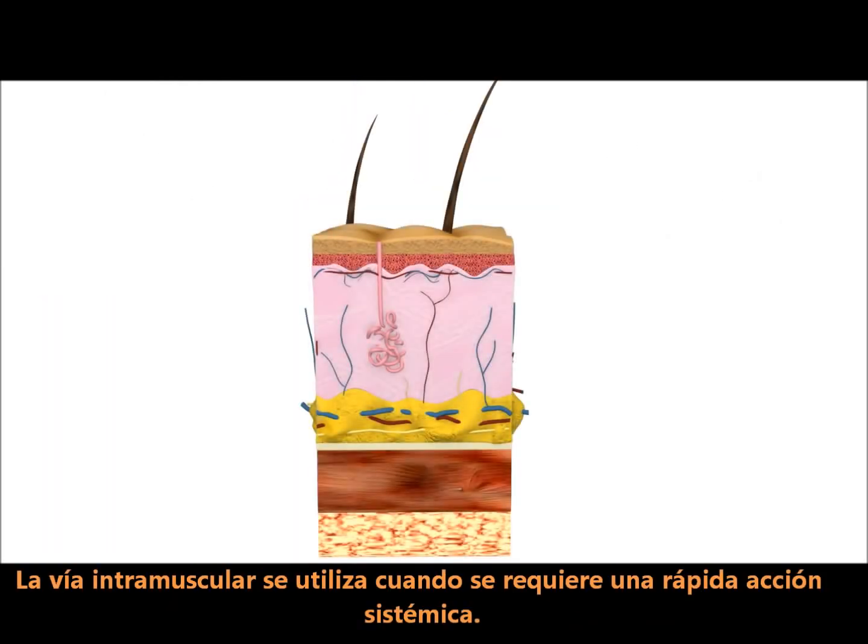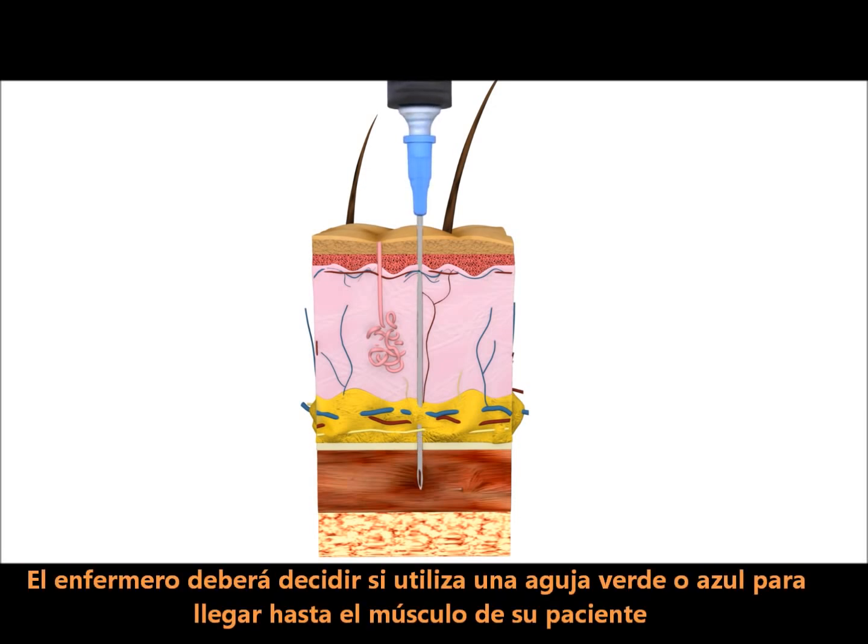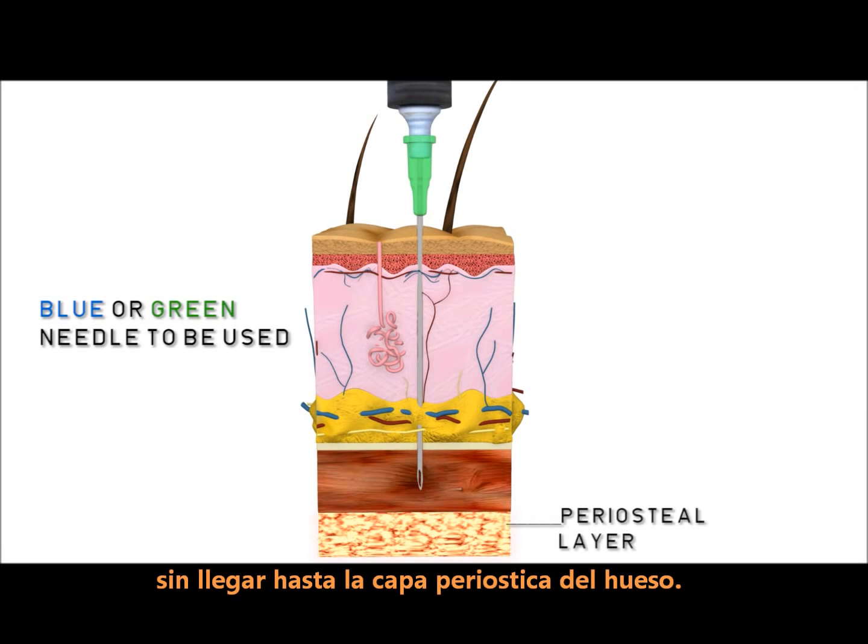The intramuscular route is used when a rapid systemic action is required. The nurse must consider whether a blue or a green needle should be used to access the muscle of this patient without hitting the periosteal layer of the bone.